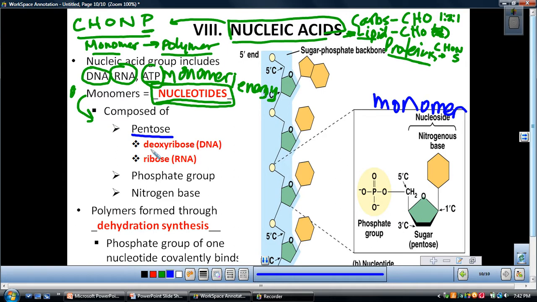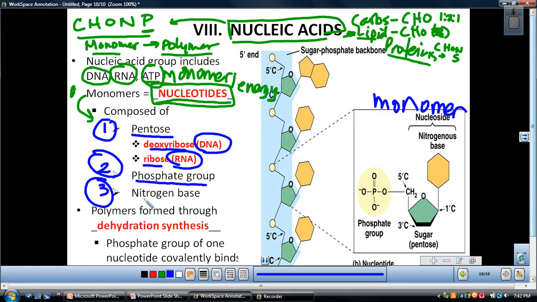It's either going to be deoxyribose if that sugar is in DNA, or it's going to be ribose if that sugar is in RNA. If it's ATP, it's going to be ribose sugar. ATP is a lot like RNA. So part 1 is a 5-carbon sugar, either called deoxyribose or ribose. Part 2 of a nucleotide is a phosphate group, and part 3 is a nitrogenous base. And we'll talk a little bit more about that in a minute.